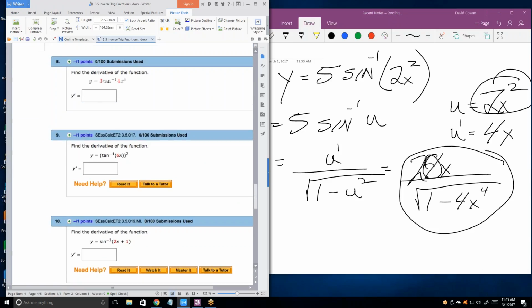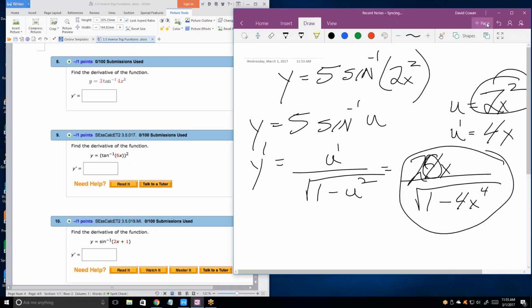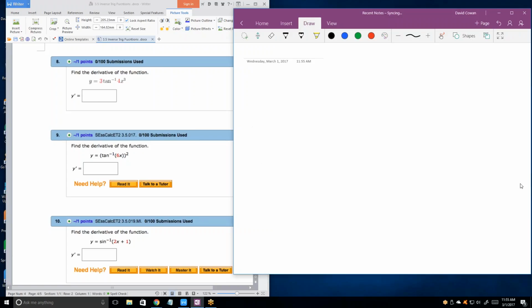All right. Another problem where we don't have just x. We have 4x cubed. So y equals 3 times the inverse sine of that, which we don't have to concern ourselves with yet. What's u equal to? u is 4x cubed.